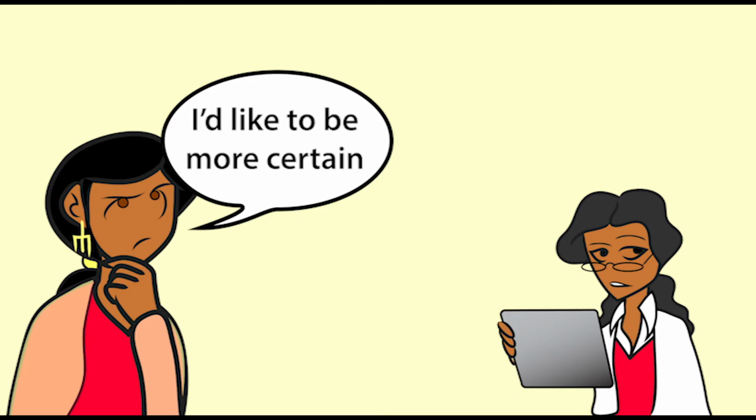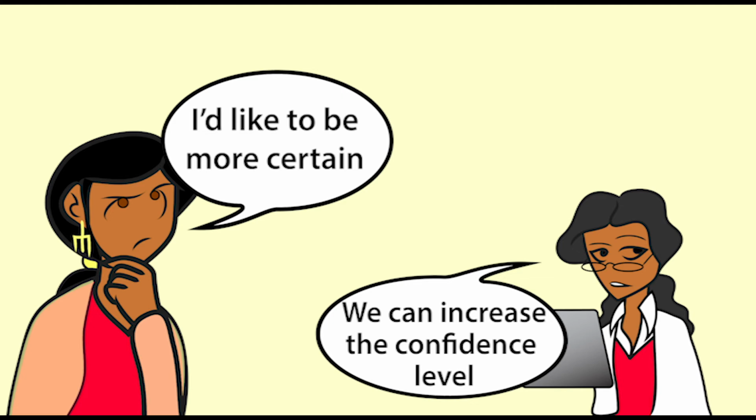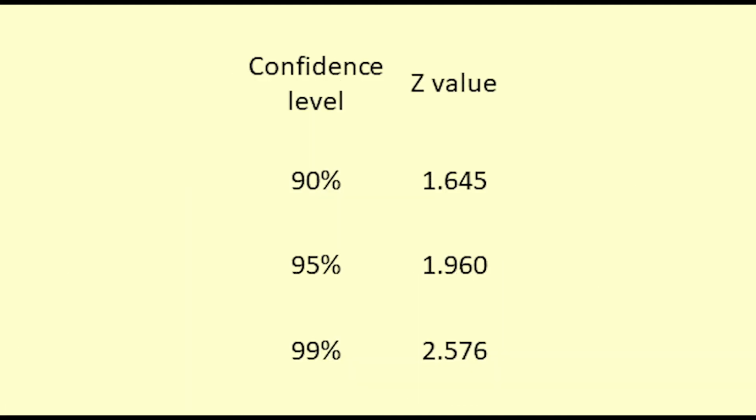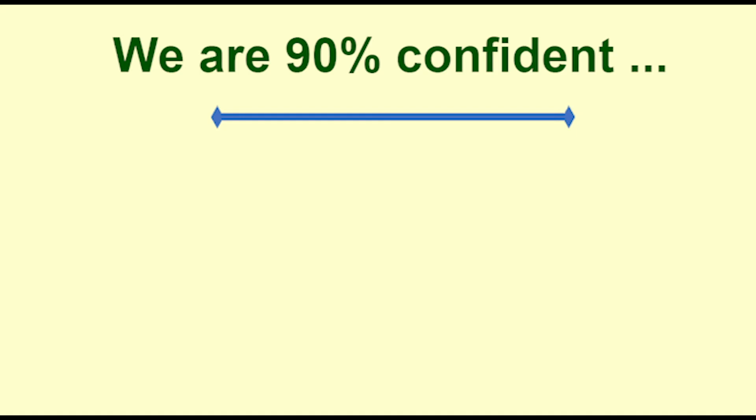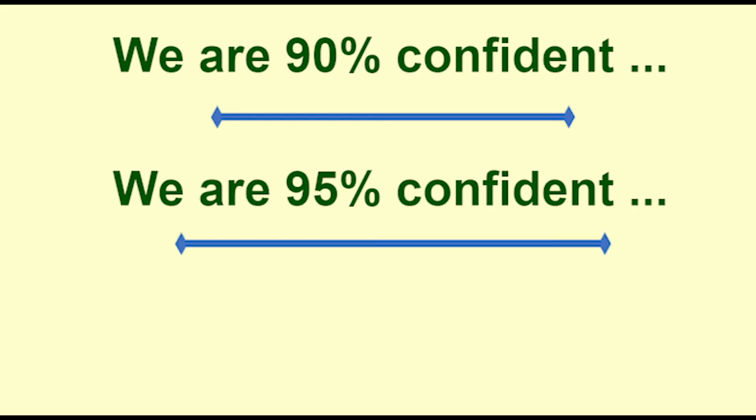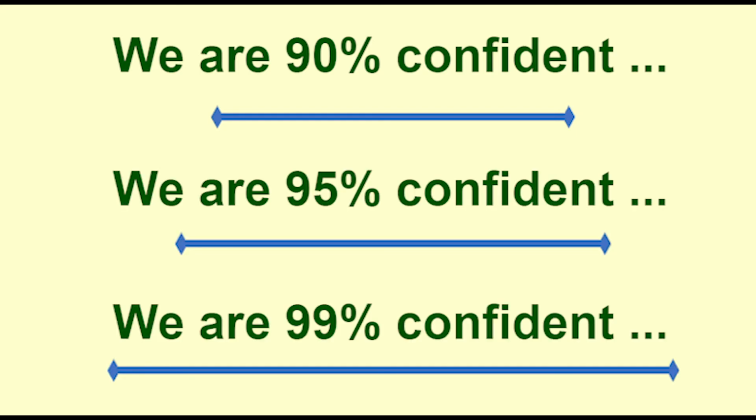If we wish to be more certain to have the true population value within our confidence interval, we will need to increase the stated confidence level. This changes the z value that we use. You can see in this table that as we increase our confidence level from 90 to 95 to 99%, the width of the confidence interval increases. The more confident we wish to be, the larger our confidence interval will be.